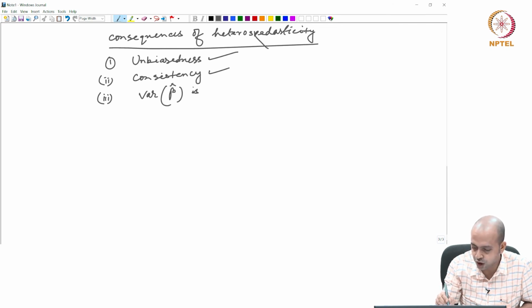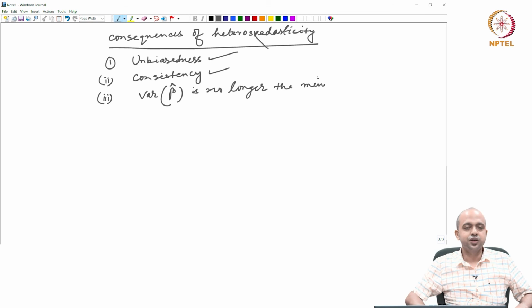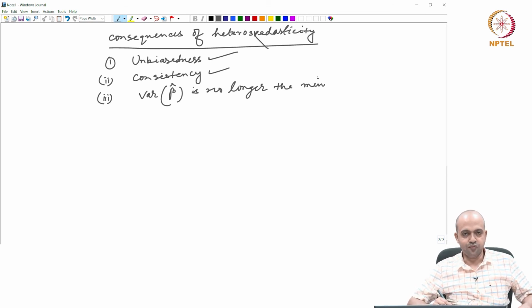is no longer the minimum. The moment you change the assumption regarding the variance of ui, then what you observe is that variance of beta hat is no longer the minimum. Minimum variance property is lost.